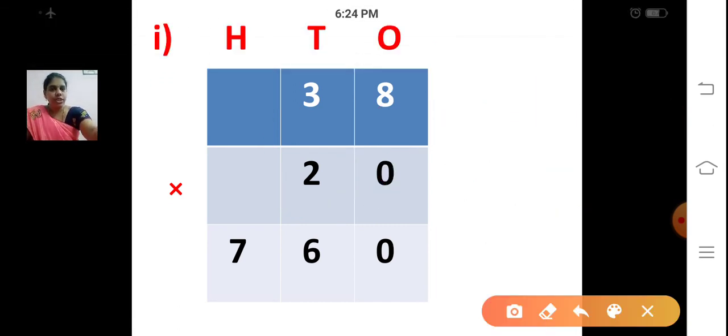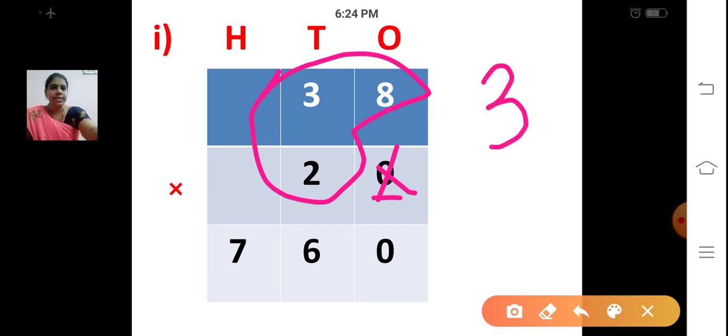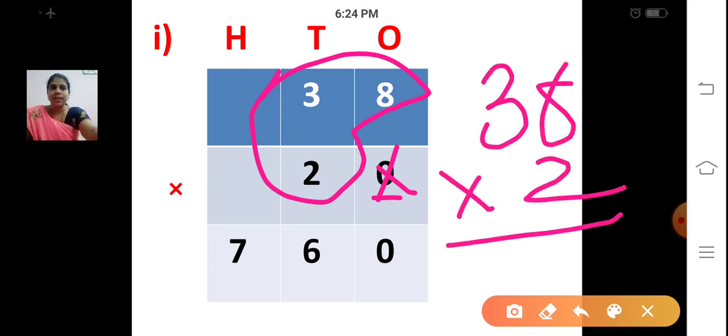So I'll repeat it one more time. Here we have only 1 zero. Just ignore the 0 and multiply the remaining numbers, 38 into 2. First we are going to multiply these two. 8 2s are 16. 6, 1 will be carried over. 3 2s are 6. 6 plus 1 is 7.